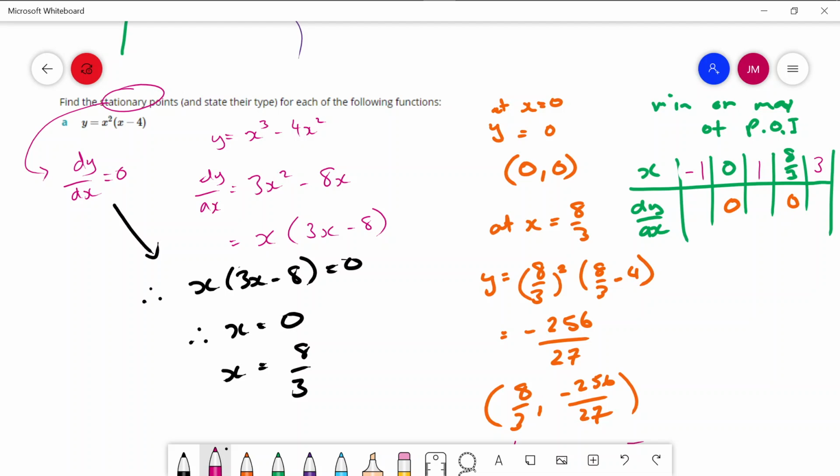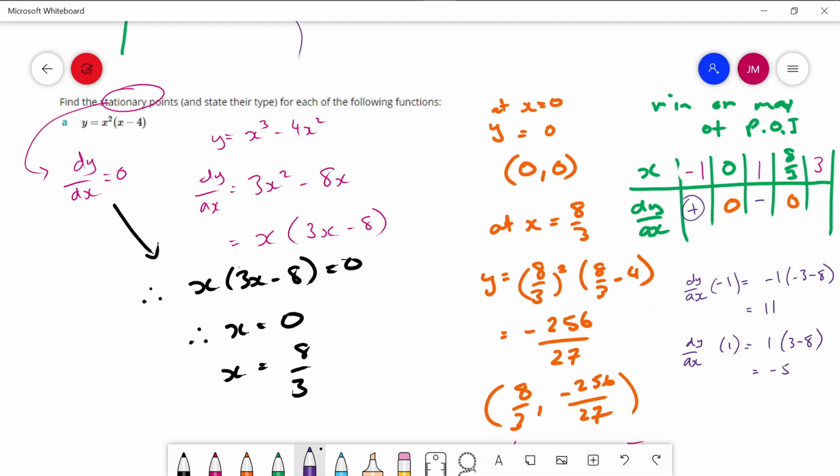So, dy/dx was 3x squared minus 8x, or x times (3x minus 8). At negative 1, you'd get negative 1 times (negative 3 minus 8). So you'd get negative 11 times negative 1, which is positive. So it's going to be positive. dy/dx at positive 1 would be 1 times (3 minus 8), which would be 1 times minus 5, is negative 5. So that is negative there.